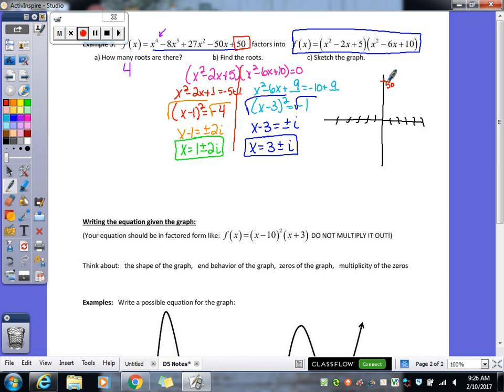So there's 50. It is an even degree with a positive leading coefficient. So we just kind of make sure it goes through 50, make sure it doesn't touch your x-axis, and kind of curve it back up. That's going to be the sketch of our graph when all of our roots are imaginary. If you're not sure about that, you can always check it in your calculator. Remember, that's also always an option.